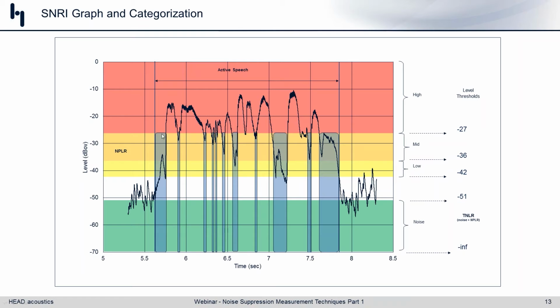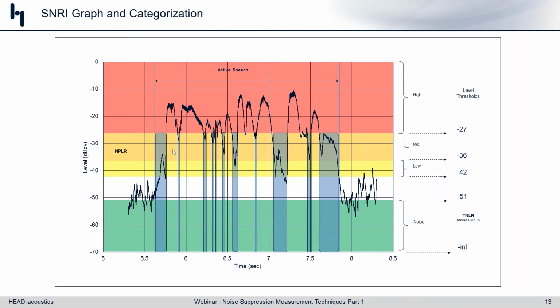Now, what's shown here in gray are only in the active speech portions and are where the level drops down from high speech into something below it. That is the NPLR. And what we do here is we then sum up the energy in each of those gray columns, basically the silence in between the words during that active speech, to get our NPLR score.